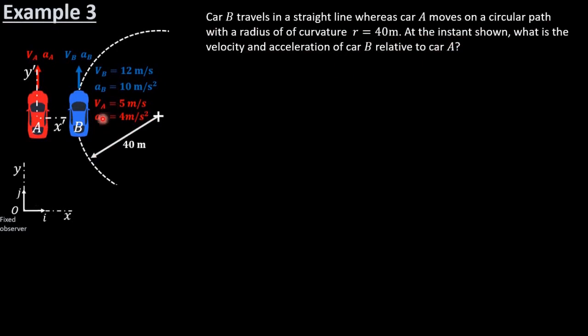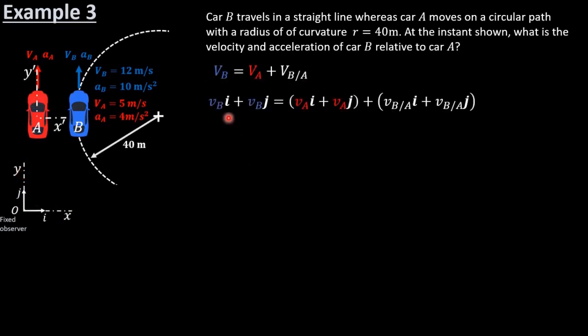So we're trying to find the velocity of car B relative to car A. So we have our translating coordinate axis attached to car A, and we want to know the velocity and acceleration of car B as seen from car A. And I've also drawn in my stationary frame, which is the fixed XY coordinate axis. So there's my relative velocity equation here. Again, I'll write this out in terms of its i and j components for each term.